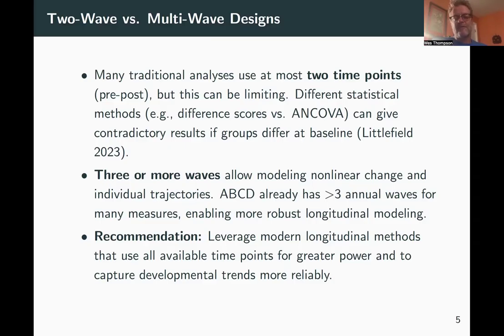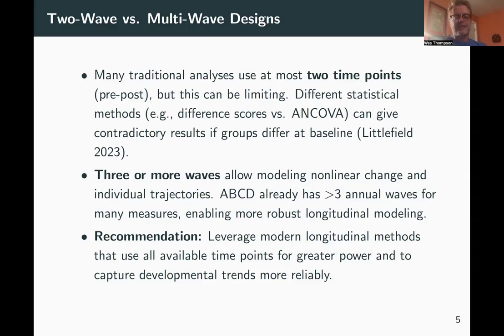Three or more waves allow for modeling nonlinear change in individual trajectories. ABCD already has more than three annual waves for many measures. Including brain imaging, there are four time points on the 6.0 release for at least half the sample. And so this enables more robust and more flexible longitudinal modeling. There are a lot more types of longitudinal models that you can apply when you have more than two time points, and when you have three or four or even more time points.